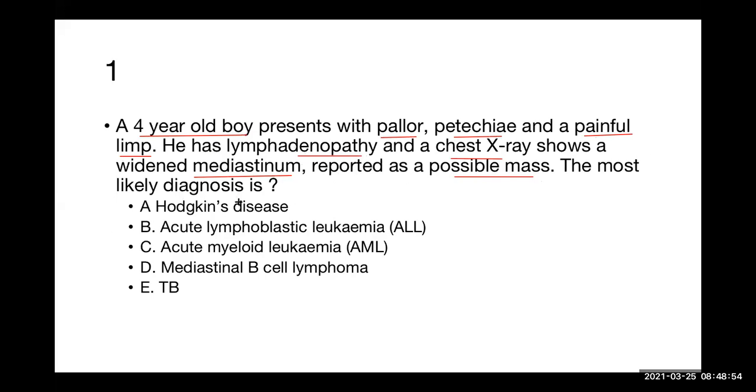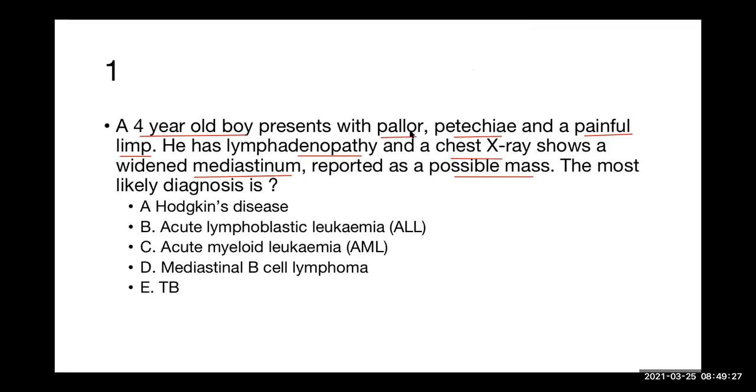The most likely diagnosis is which of the following? Is it Hodgkin's disease? Is it acute lymphoblastic leukemia or ALL? Is it AML? Is it mediastinal B-cell lymphoma, or is it tuberculosis? Now, let me clarify this, and you can choose your answer on your own. Age is 4 years. Leukemia, especially ALL, is very common between 2 to 6-year-old child. Okay, it is more common in male child.